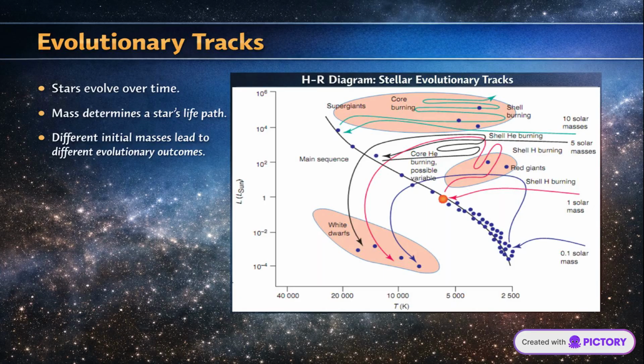If we track the position of a star on the HR diagram over time, we obtain what is called an evolutionary track. Different stars follow different paths depending on their initial mass. These tracks help us understand how stars evolve from birth to death.